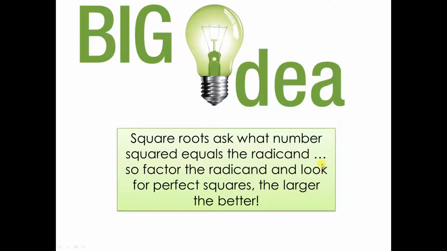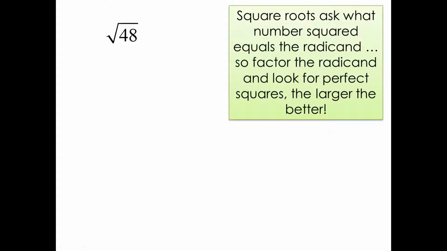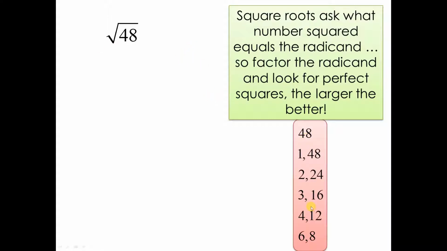And the smart way to simplify them is to factor that radicand looking for a perfect square. And the bigger the perfect square, the better. Now let's take a look at a number that has 2 perfect squares that are factors. So when we look at the square root of 48, you see we've got 4 times 12 and 3 times 16, and either number would work. However, 3 and 16 will be easiest.